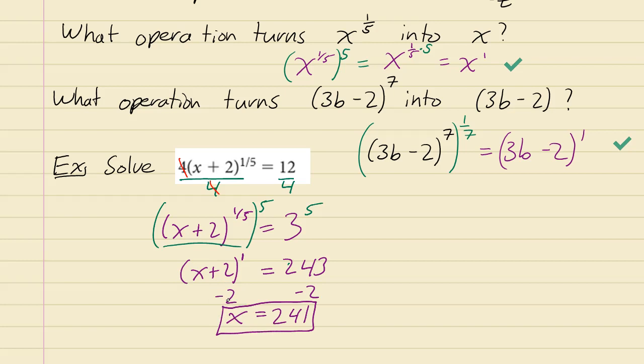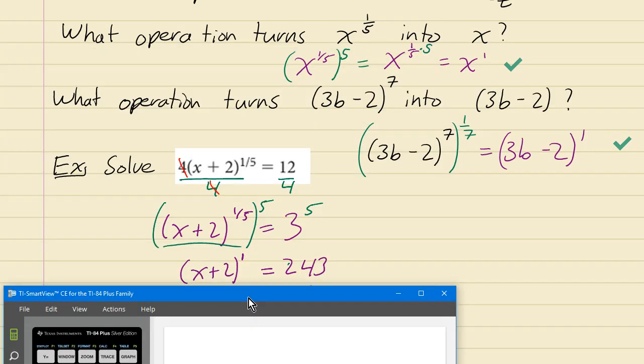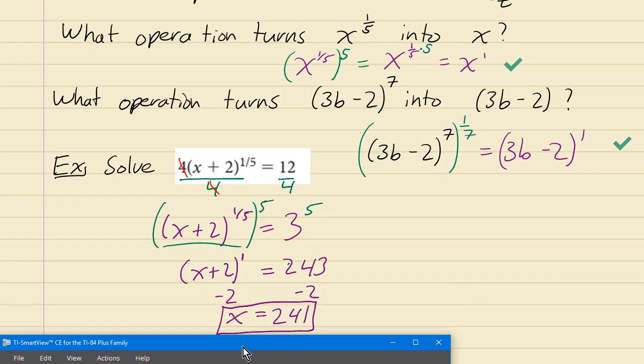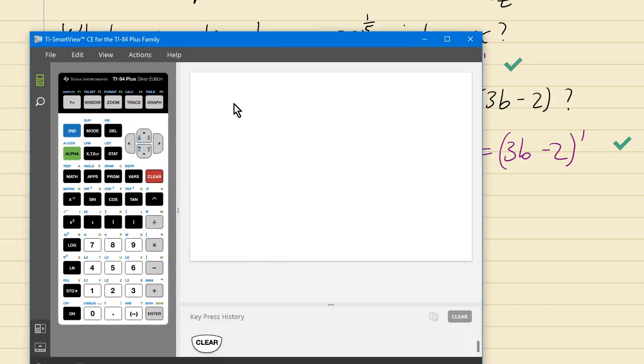And it's always a good idea to check this by plugging it into the original equation. So to check this one, I'm going to take this original thing, 4 times the quantity x plus 2 to the 1/5 power, and plug in 241 into that.